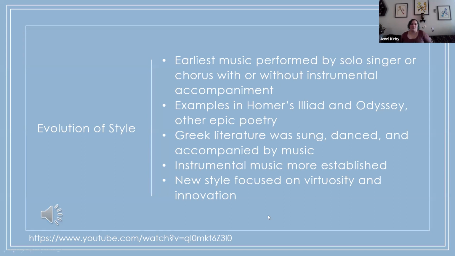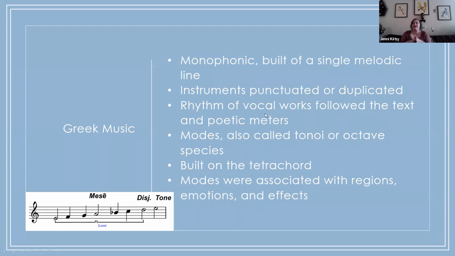So Greek music is monophonic. It's built of a single melodic line. So unlike how we think of today's music as having chords that go along with it, in Greek music we've got a simple melodic line. But we have instruments that can punctuate or duplicate those melodic lines. They could play maybe a consonant interval underneath. We've heard a little bit of that.